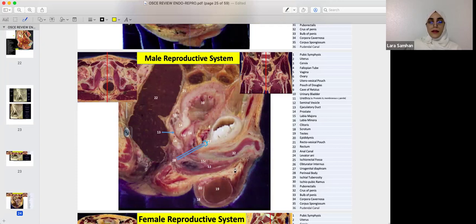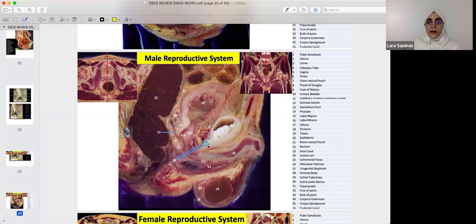Then number 32 is showing the penis. This is just the penis, and we have a continuation of the penis, because it's only a sagittal section of the internal organ. So this is the penis, and this is the testis, as we said. Okay, so what else is important to know here?